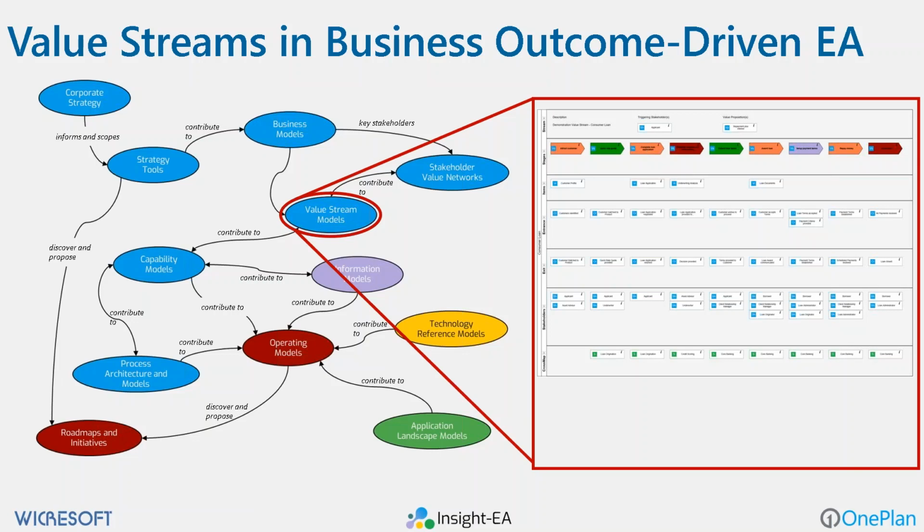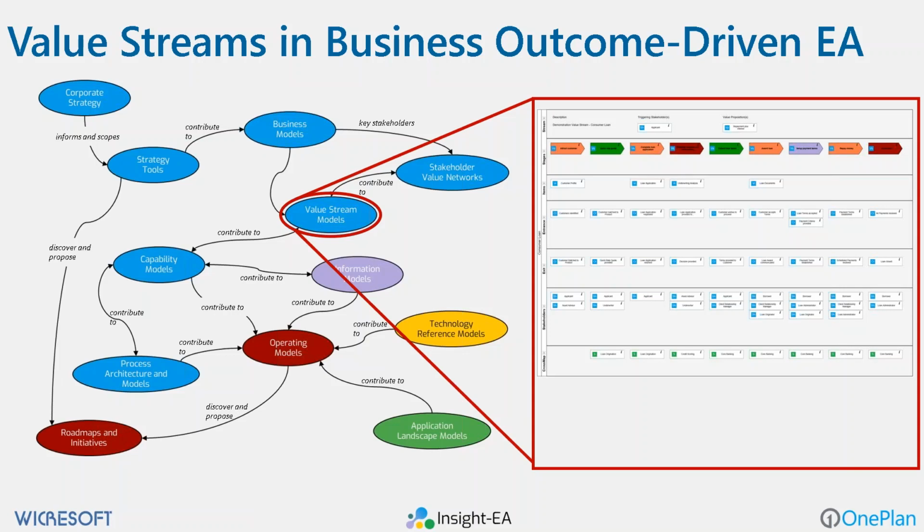And this specifically is a concept known as business outcome driven enterprise architecture. So we're bringing a lot of elements of the business modeling, business planning together with information and technologies and applications to produce operating models and roadmaps. And it just gives you a little bit more context.